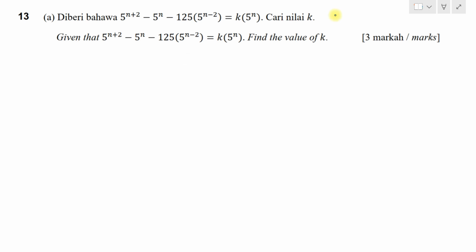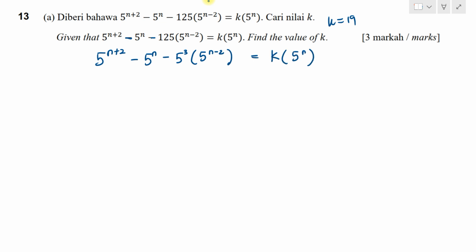Okay, question 13a, given k equal to 19, for us to check the final answer. This question is quite boring. We have done this so many times. When you have a minus like this, of course, this is about indices with algebra. So what we have here, let's simplify this first. 5 to the n plus 2 minus 5 to the n, 125 is 5 power 3 multiply 5 to the n minus 2, equal to k times 5 to the n. Find out the k.